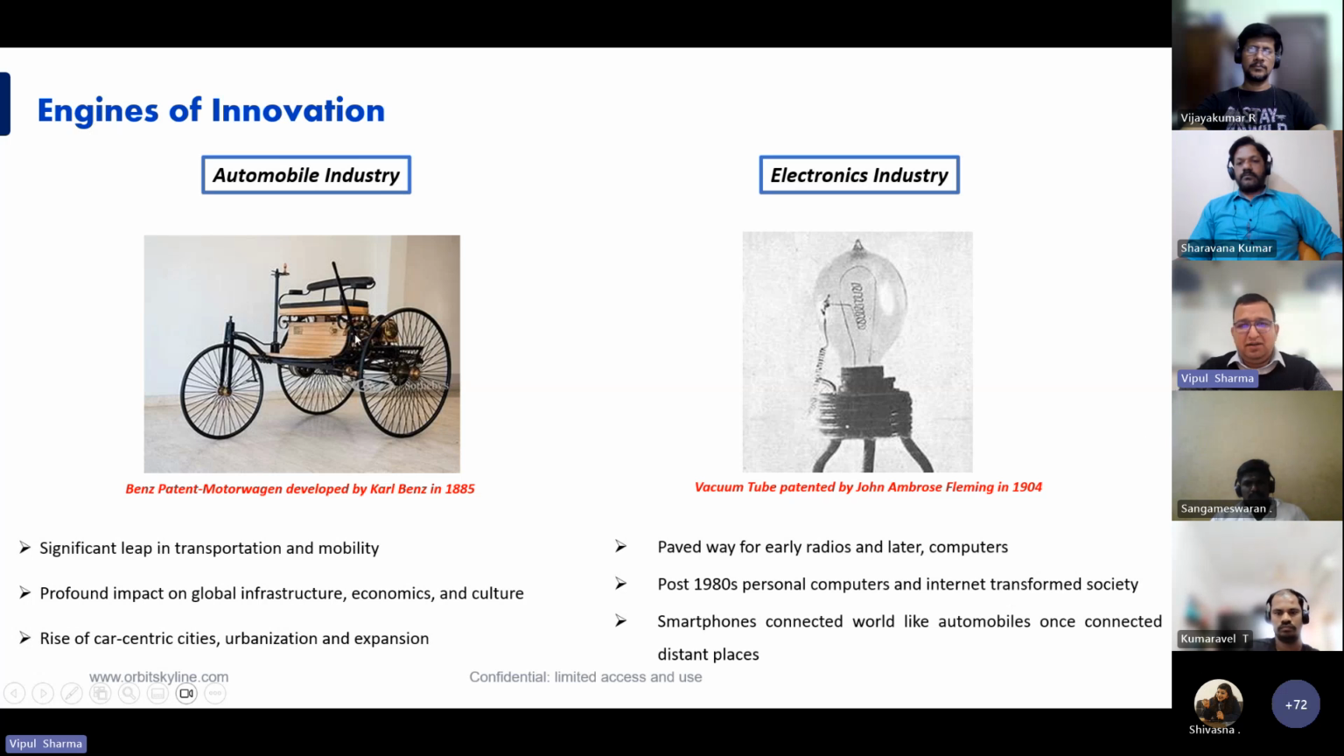So just take note of this slide. This was around 120 years back. And now let us see how the modern world looks.